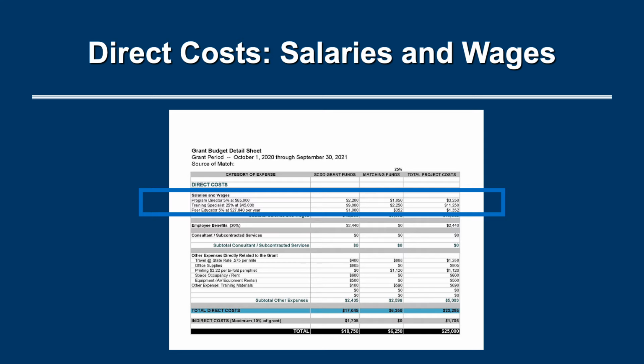Ruby Red is requesting $2,200 of the salary of the project director be provided by SCDD grant funds, and that they will provide $1,050 in matching funds. The total cost for the project director is $3,250.